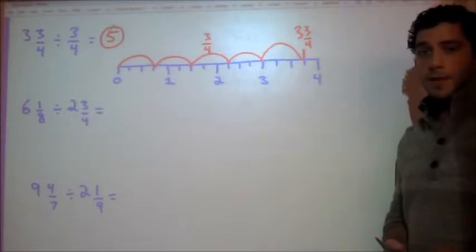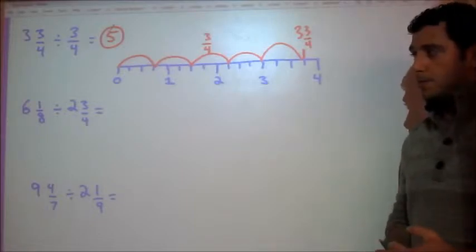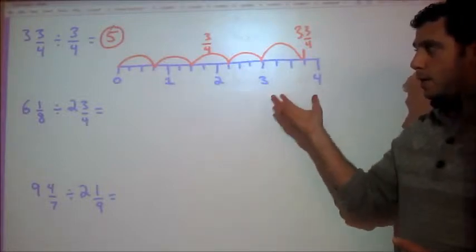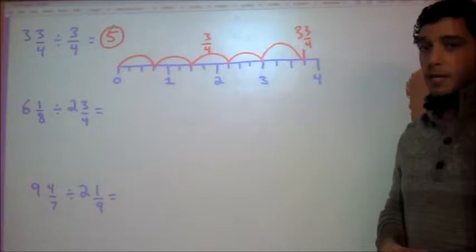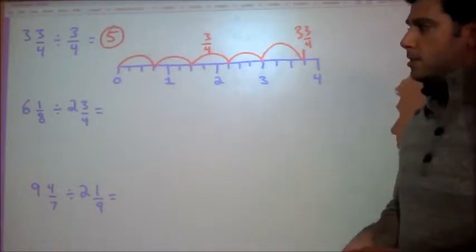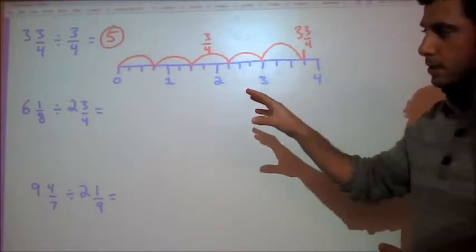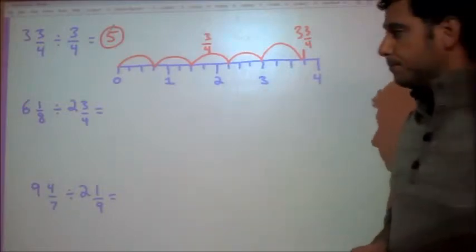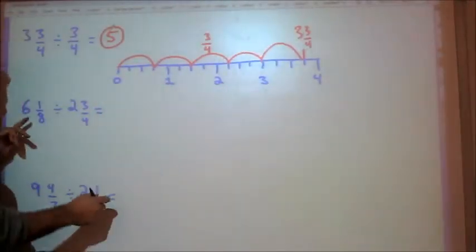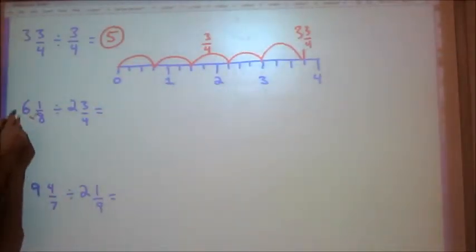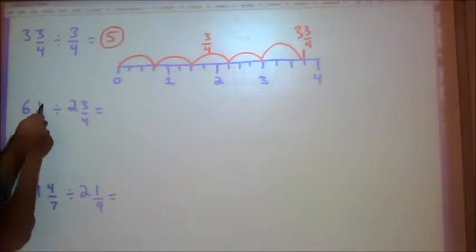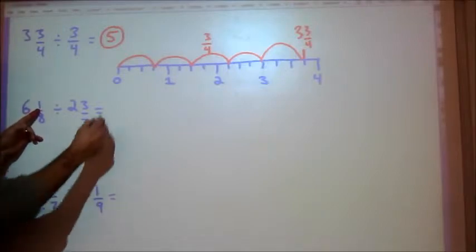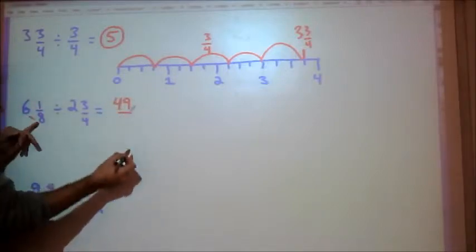Probably a more efficient method, especially when the numbers get quite large, and drawing a number line or using fraction circles will take a great amount of time, is to simply convert the mixed numbers into improper fractions and then to cross multiply. So what you do is you multiply the whole number by the denominator, add the numerator. 6 times 8 is 48. 48 plus 1 is 49. And this will be over 8.